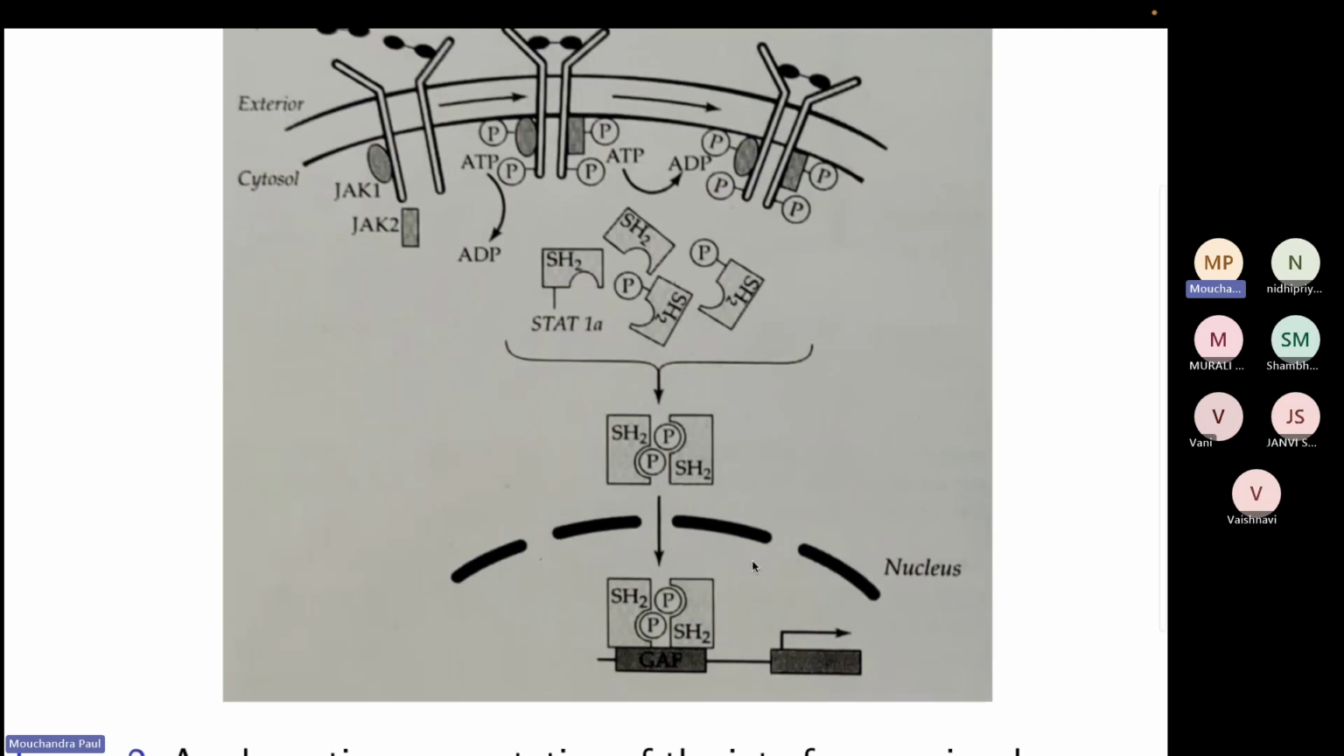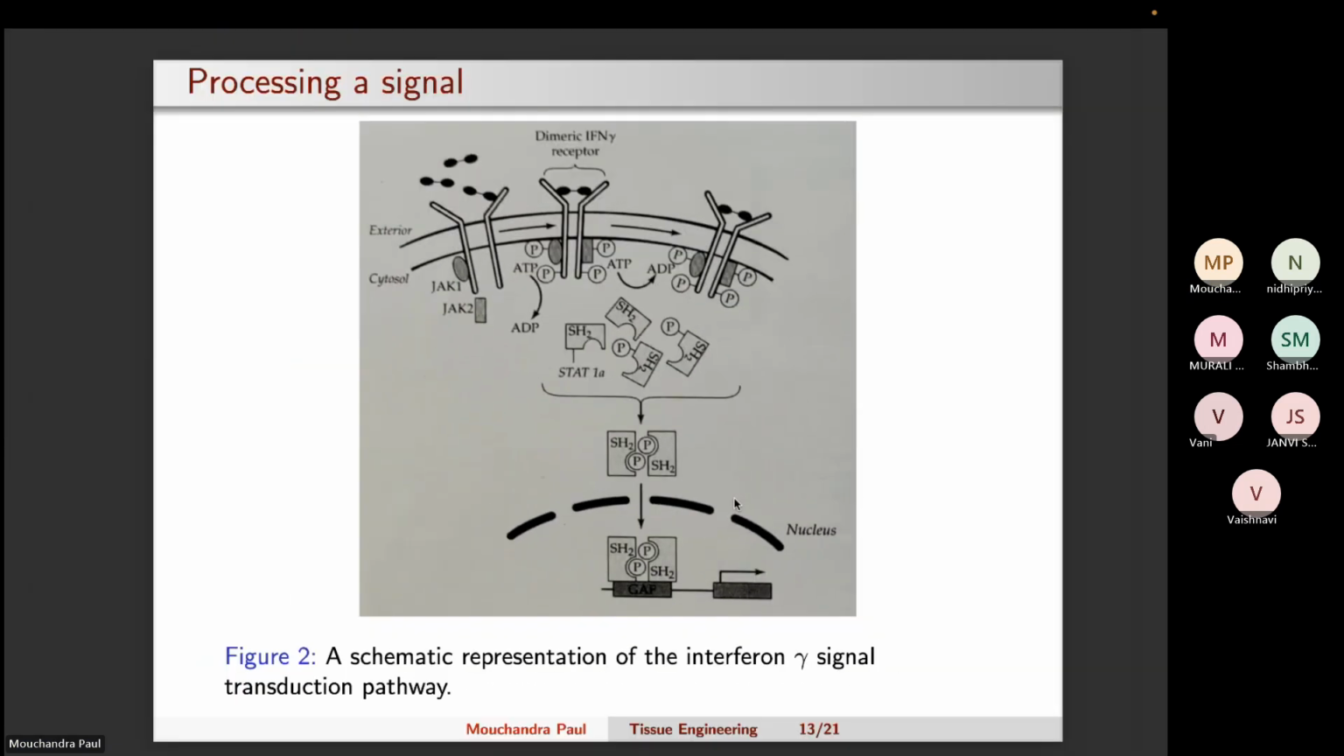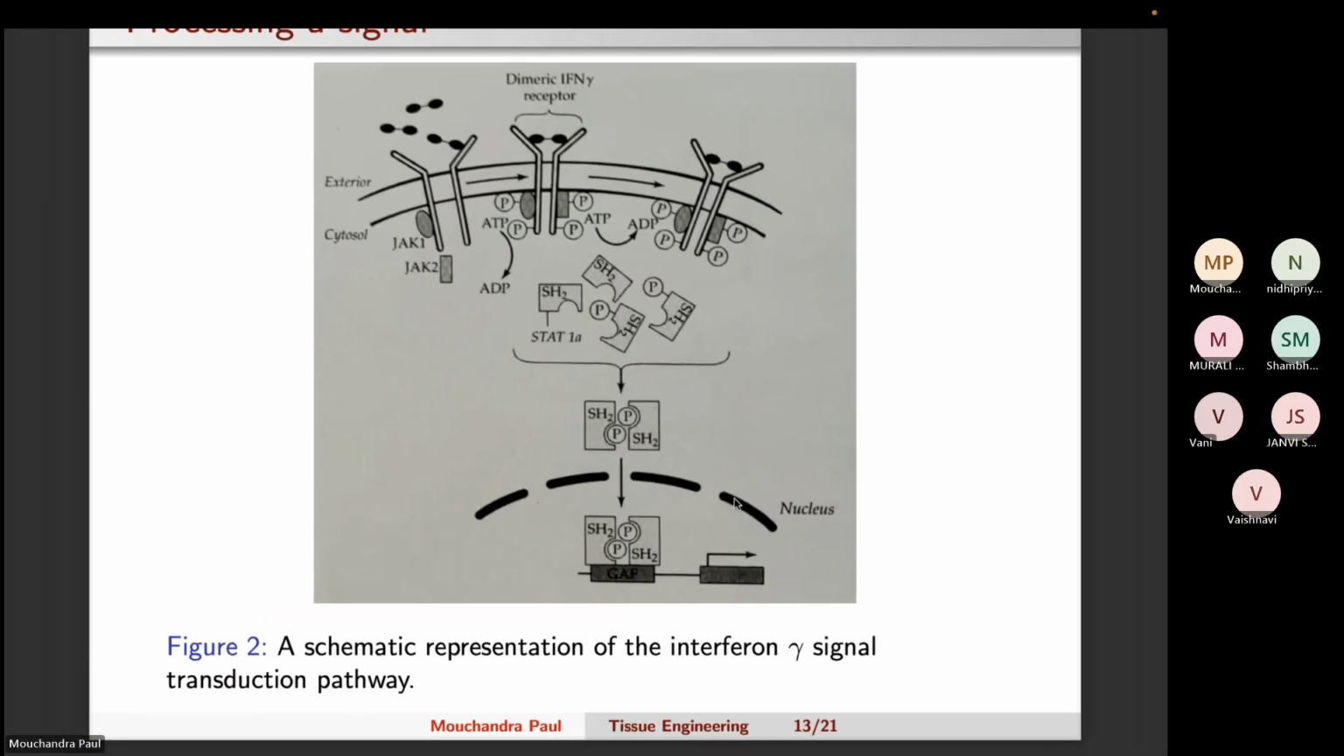So it goes ahead and enters the nucleus, where it finds an appropriate promoter. This is the GAS promoter. It binds to the GAS promoter, and as soon as it binds, it starts the transcription of a gene. Once this gene is transcribed, then translated, it forms a protein. This protein will become part of some biochemical pathway, and you will see some overall change in the cellular response. Is it clear now? Yes, ma'am. All right.